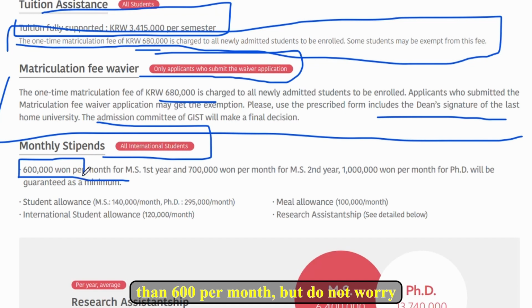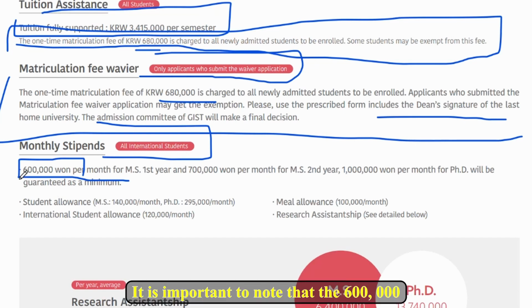But do not worry about this money, because living in South Korea is relatively cheap compared to other countries like Japan, where I've visited, and maybe Germany and some other parts. Though if you ask me, Thailand is cheaper, but Korea does offer a lot of opportunities more than those countries.